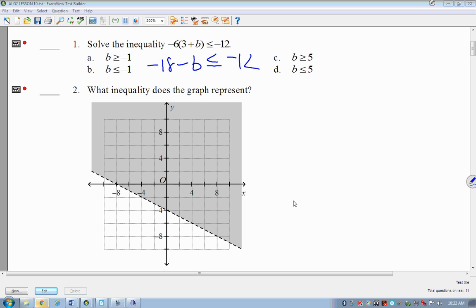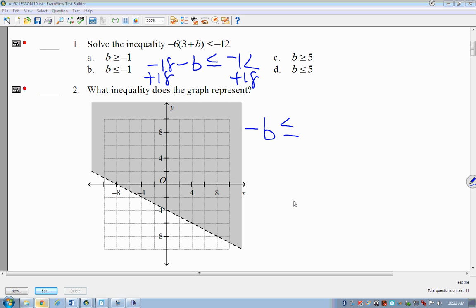Axel, what would you do from there? You combine like terms. You add 18 to the -12. So -6b is less than or equal to what? -12 plus 18. 4? You sure? It would be 6.